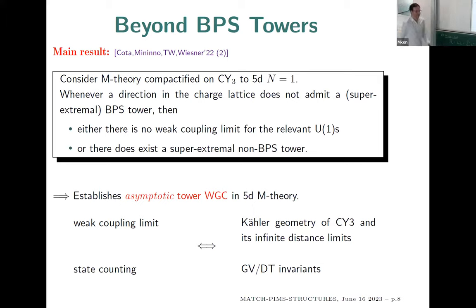So that's the plan for the talk. We first have to understand these decoupling limits and then talk about the state counting and then see if this physics conjecture is actually true.